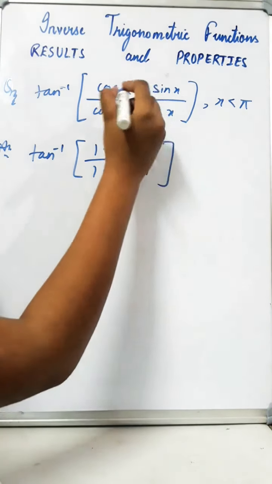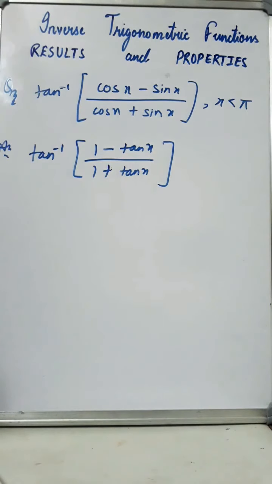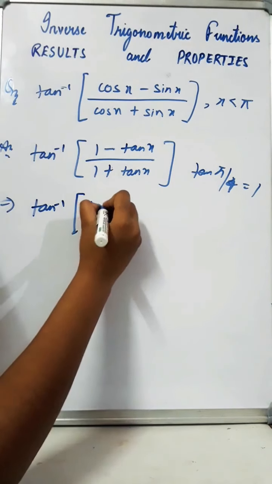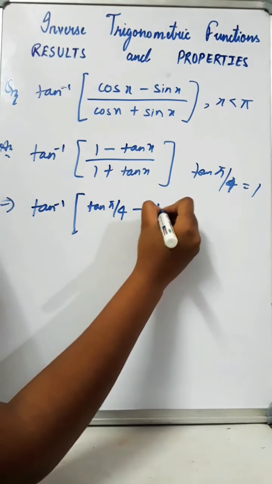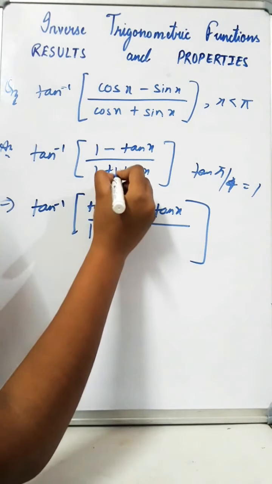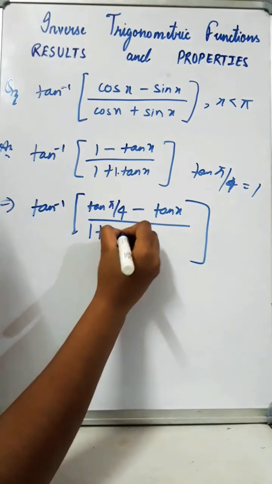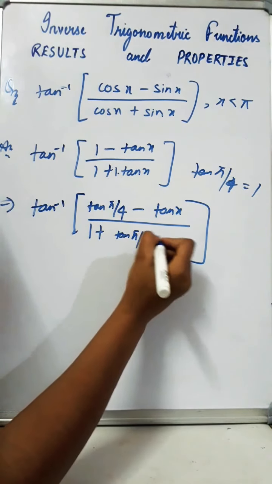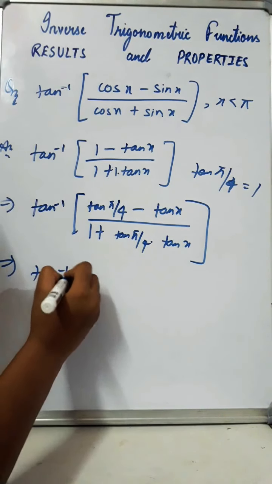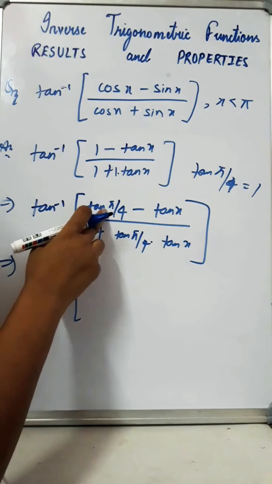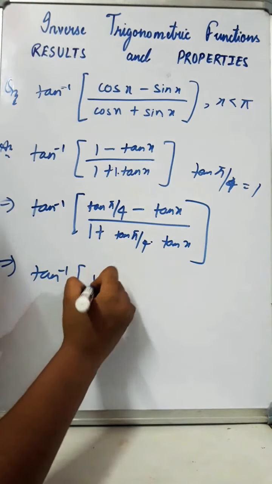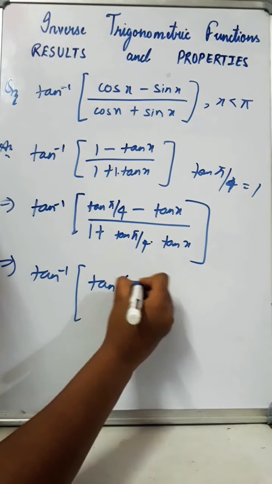Right? What have you done? You have divided numerator and denominator by cos x. This gives tan inverse of (tan pi by 4 minus tan x) upon (1 plus tan pi by 4 into tan x), since 1 is tan pi by 4. Now look at this carefully. What is it giving you? Tan a minus tan b upon 1 plus tan a tan b. So this is the formula of tan of a minus b.